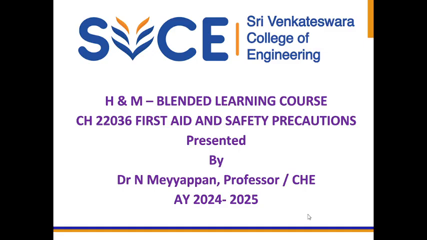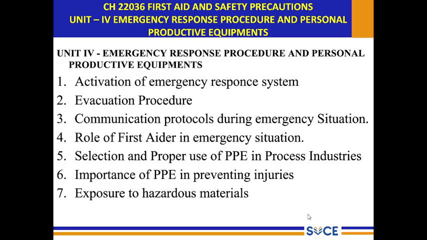This course has two parts, as I told you many times. We are in unit 4, which has two parts. One is emergency response procedure, the other one is personal protective equipments and hazards. That will be part 2. So when you see these two segregations, the first part is almost over.